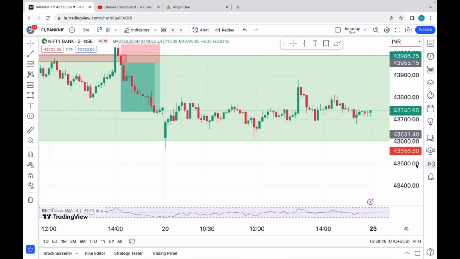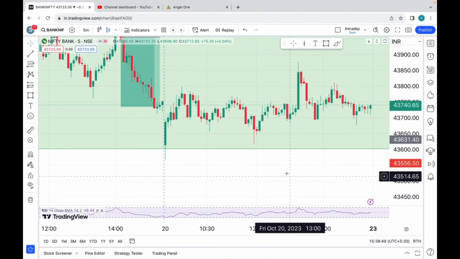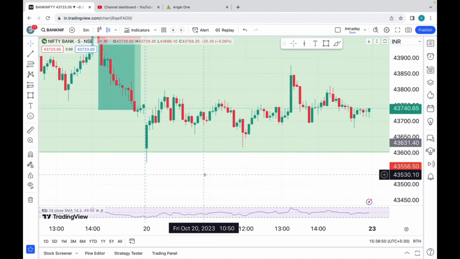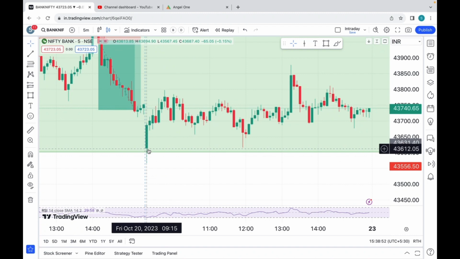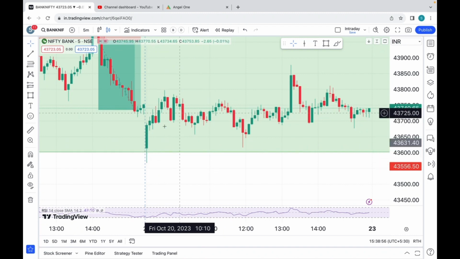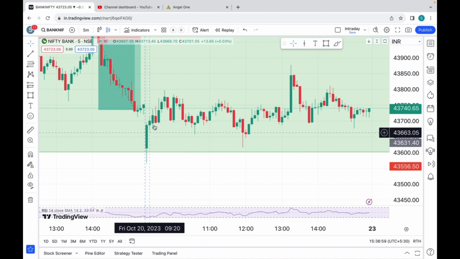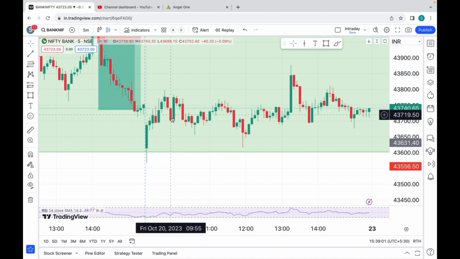Okay, sorry for that. Yeah. So now this is the Bank Nifty's price chart. As we can see, after opening, it again failed to close below this bottom line of this support area. Instead, it has gone up and formed a bearish engulfing pattern here.